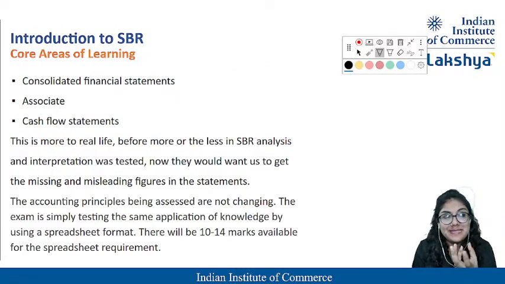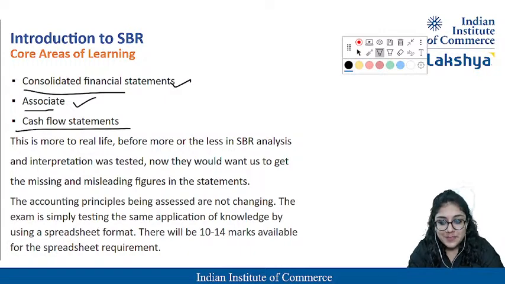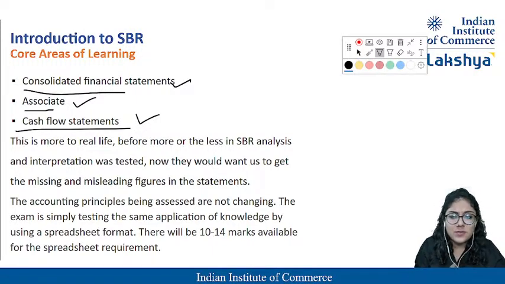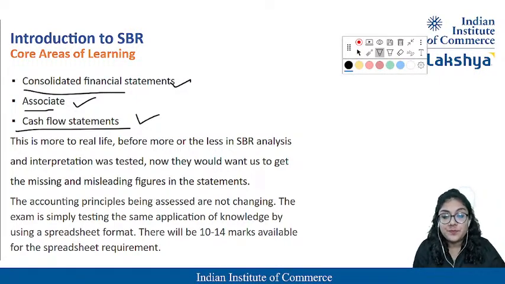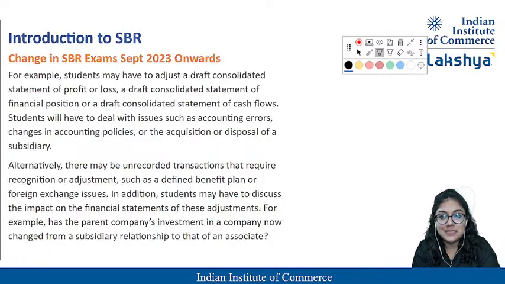What are they going to test in the first and foremost question? It can be consolidated financial statements, it could be associates. What's an associate? That is also something we're going to learn. Then some cash flow statements. This is more real life. Before, in SBR, interpretation was tested less, but now we have to find out what the misleading concepts are. As I told you, they'll be testing 10 to 14 marks in the spreadsheet, checking the knowledge, and not changing the syllabus.